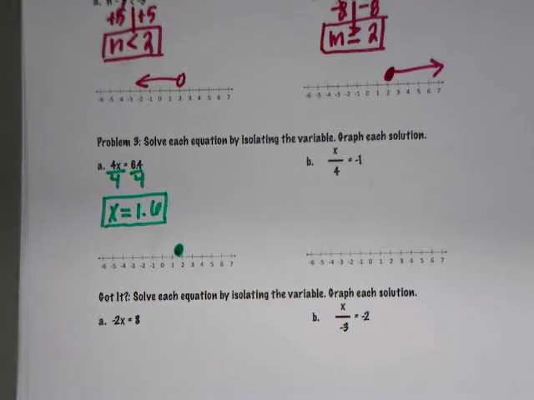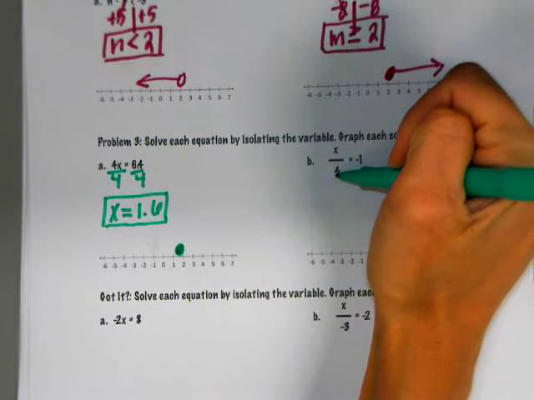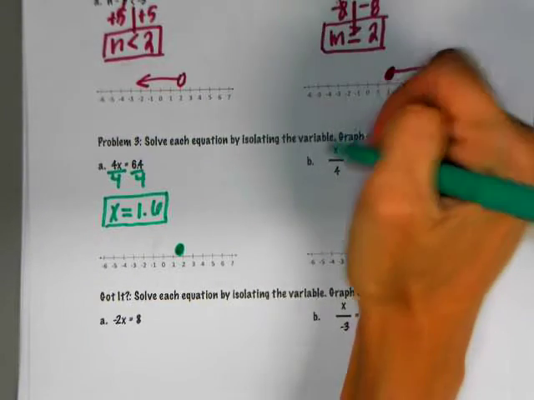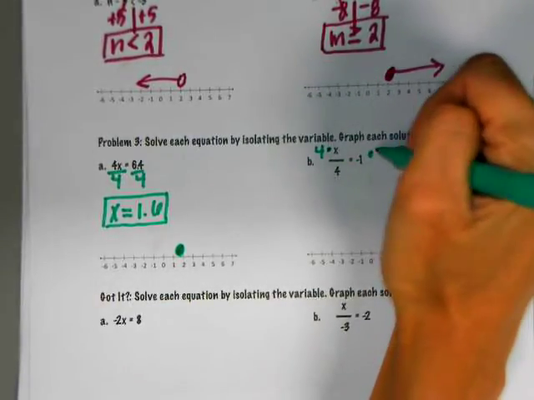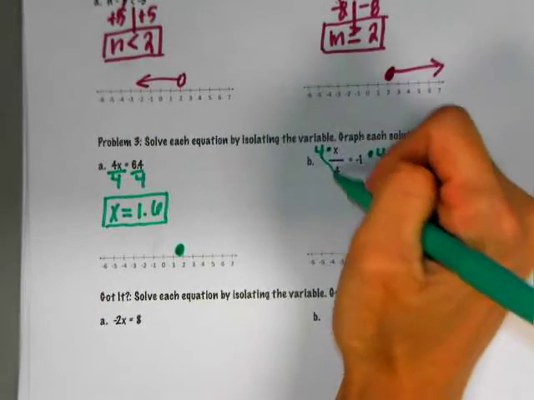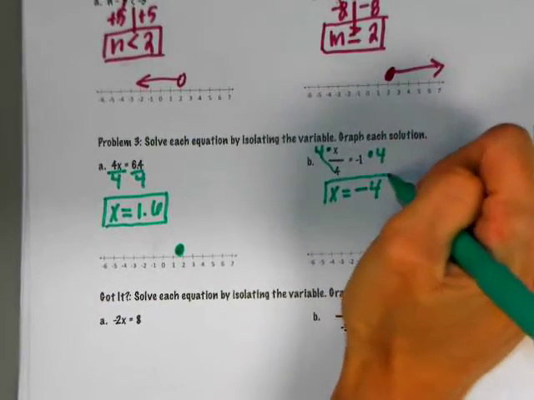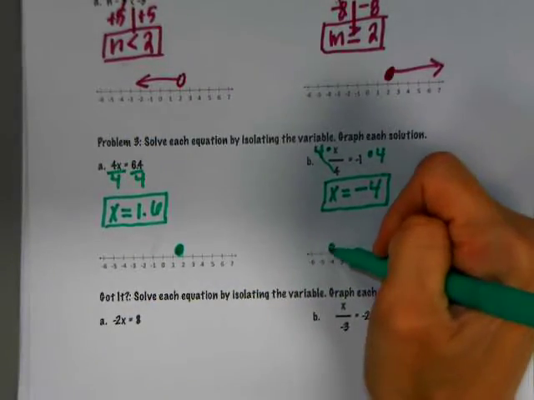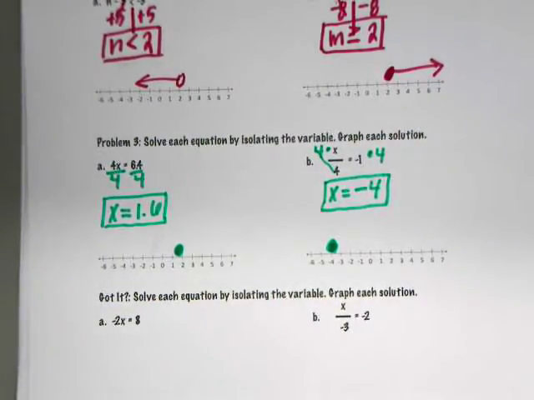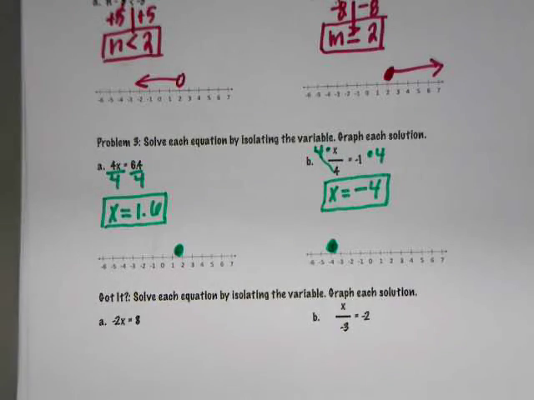Okay, for B, this one already has a divide by 4. So what divided by 4 is 1? 4. So if I do times 4 on the top right here, then that's going to give me that 1x that I'm looking for. So multiply here. That's going to be 1. X equals negative 1 times 4, which is negative 4. And then just have your single dot at negative 4. Good? Go ahead and do the got it if you're done with that one.